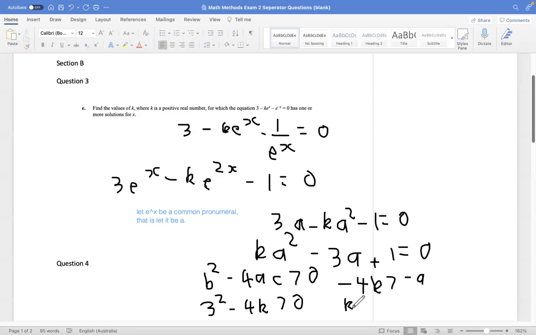So now I have to divide both sides by negative 4. Because I'm dividing by a negative, the signs switch. So it'll be 9 over 4. So therefore, k must be less than 9 over 4 for it to have one or more solutions. Or k can equal 9 over 4 for one solution, and for more than one solution it will be less than this. So put it as smaller than or equal to, sorry.